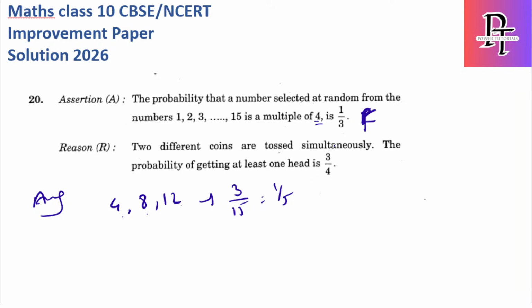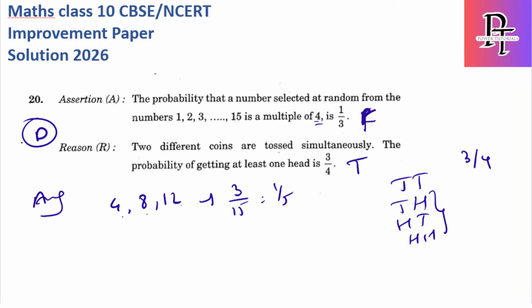Okay, two different concepts simultaneously, the probability of getting at least one head. So TT, TH, HT, HH. At least means these three will be the winning cases, out of all cases, so 3 by 4. So once this is true, if A is false and R is true, the option should be D.